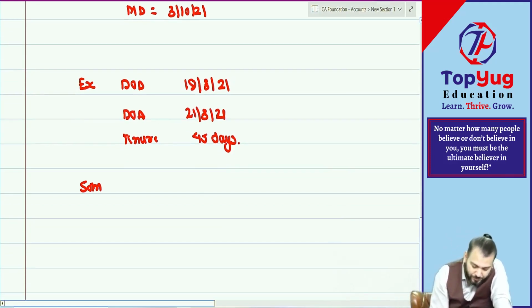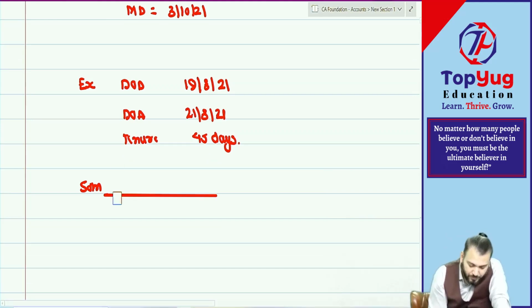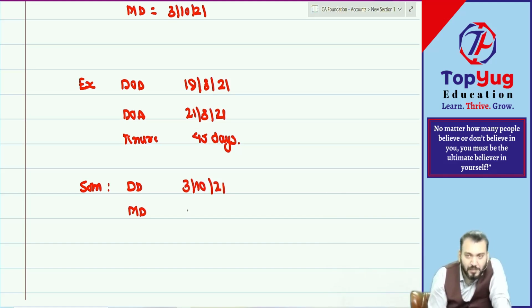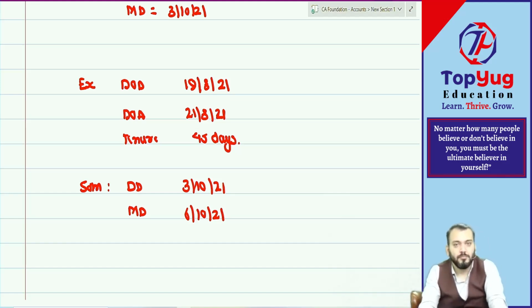Solution. Tell me. What is the due date? Due date is how much? 3 October 2021. And maturity date 6 October 2021. Is it correct? I don't know, I don't have the answer. Is it correct? You are getting some different answer?